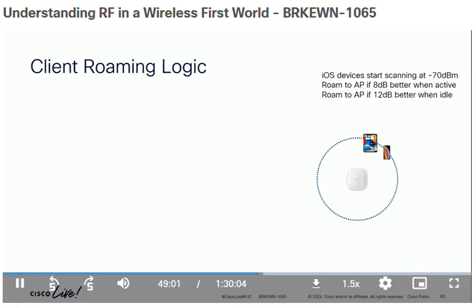So let's take a quick look. Here I've got an iPhone, an iPad, an iOS device. It's going to wait until the signal strength is about -70, and then it's going to start looking for a better access point to join. And it will move if it finds something 8 dB better, unless it's just sitting in my pocket idle, then it'll wait for 12 dB better.